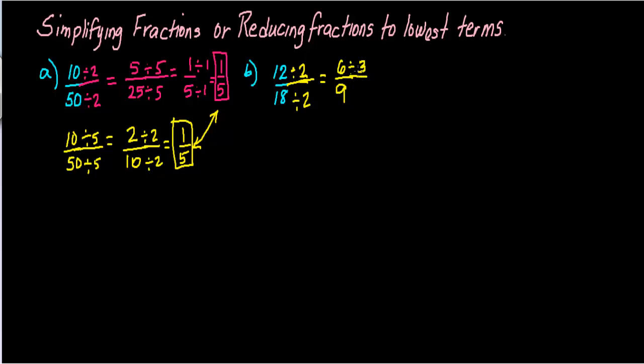So I'm going to divide the numerator by 3 and the denominator by 3 because they both have that common factor. And in the numerator, I get a 2. In the denominator, I get a 3. And this is your lowest term fraction.